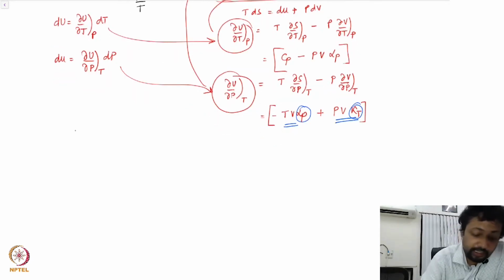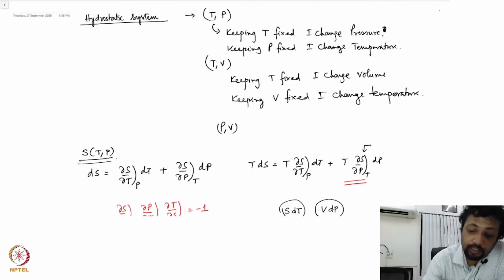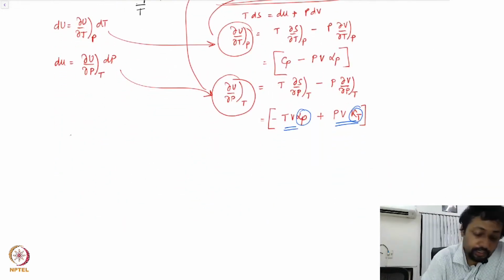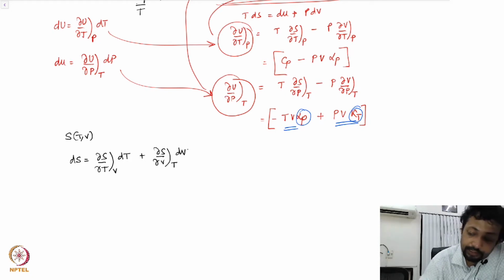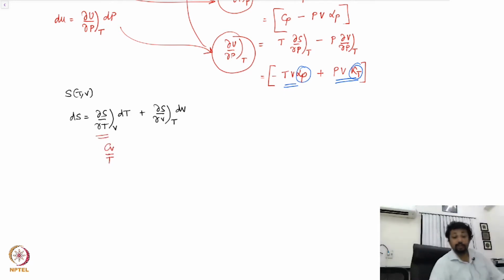What about the second case? The second case that we started off discussing was T and V. Here again, you can write down S as a function of T and V, and dS is del S del T at constant volume dT, plus del S del V at constant temperature dV. This first part is very easy. This is Cv by T. It's the other part that we have to figure out.